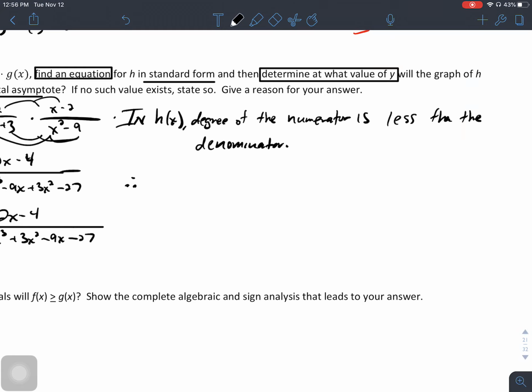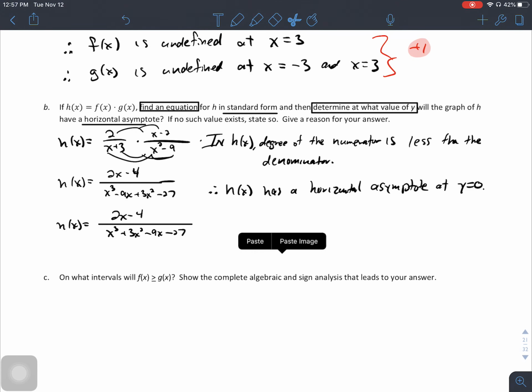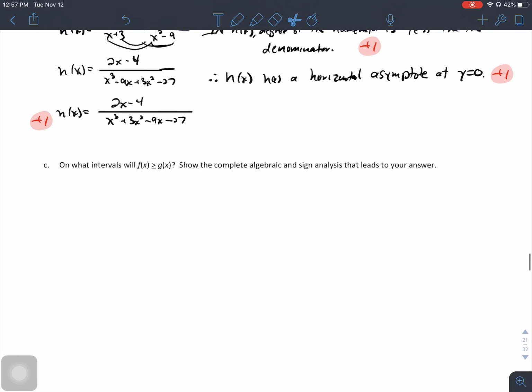We can draw from that h of x has a horizontal asymptote at y equals 0. For your response question, you get 1 point for getting to that point. You get a point for saying the degree of the numerator is less than the denominator, and you get a point for saying that the horizontal asymptote's at y equals 0.